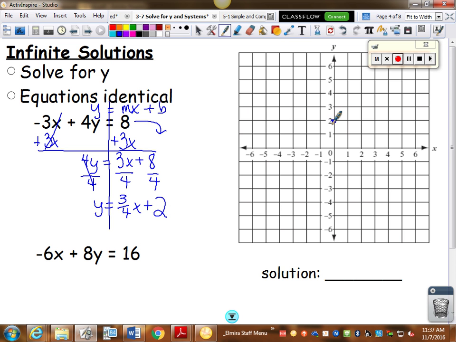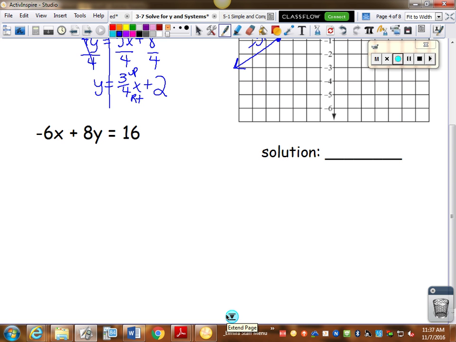So start on my 2, go up 3, 4 to the right, down 3, 4 to the left, and label -3x plus 4y equals 8. Okay, this doesn't feel special or different yet, Mrs. Andrews. Well, we're getting there.